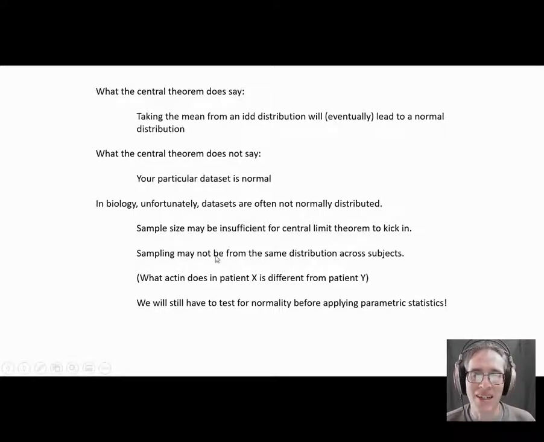Maybe this idea of independence is not well met by biological data sets, so maybe the data act differently in patient X and patient Y, so you just can't average across patient X and patient Y in order to get a single value. So even though the central limit theorem seems to say that most data sets should be normal, in biology, again unfortunately, data sets are usually not normally distributed, and this potentially leads to some problems using linear models, which we will see over the next couple of weeks.